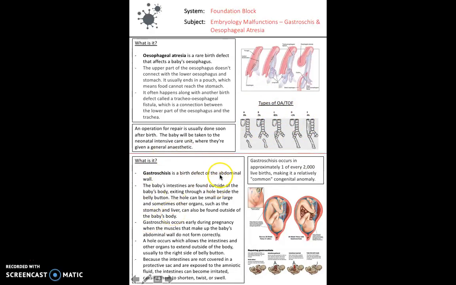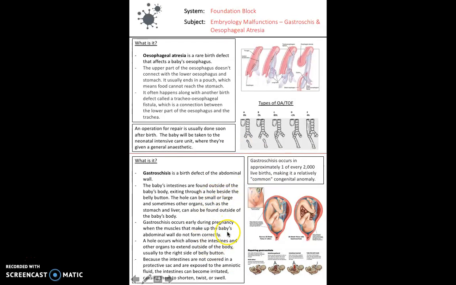Gastroschisis is a birth defect of the abdominal wall, and it occurs in approximately 1 of every 2,000 live births, which is therefore a very common congenital anomaly. The intestines of the baby are found outside the body and exit through a hole beside the belly button. The hole could be small or large, and sometimes other organs, such as the stomach and liver, can also be found outside the body in this sac.